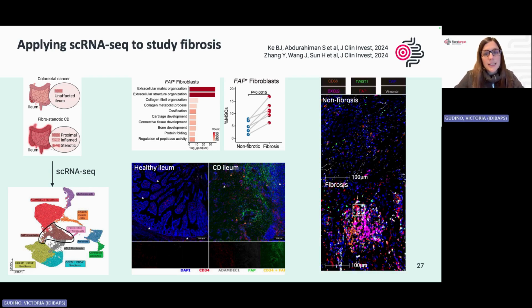And mechanistically, they observed that the transcription factor TWIST1 is induced in FAB fibroblasts, and they functionally tested that this induction can be promoted by macrophage-derived cytokines, so altogether forming a profibrotic signaling hub of fibroblasts and macrophages.